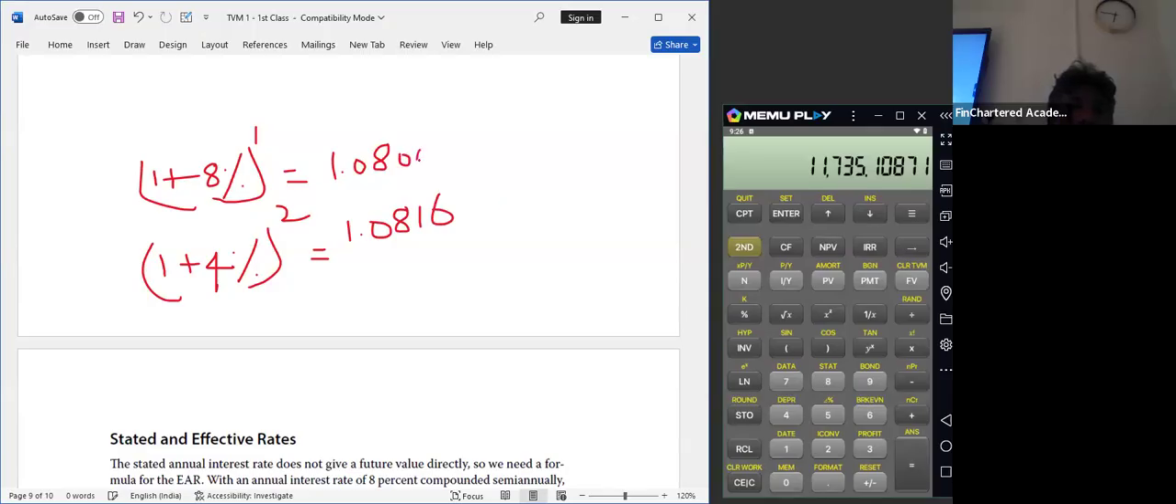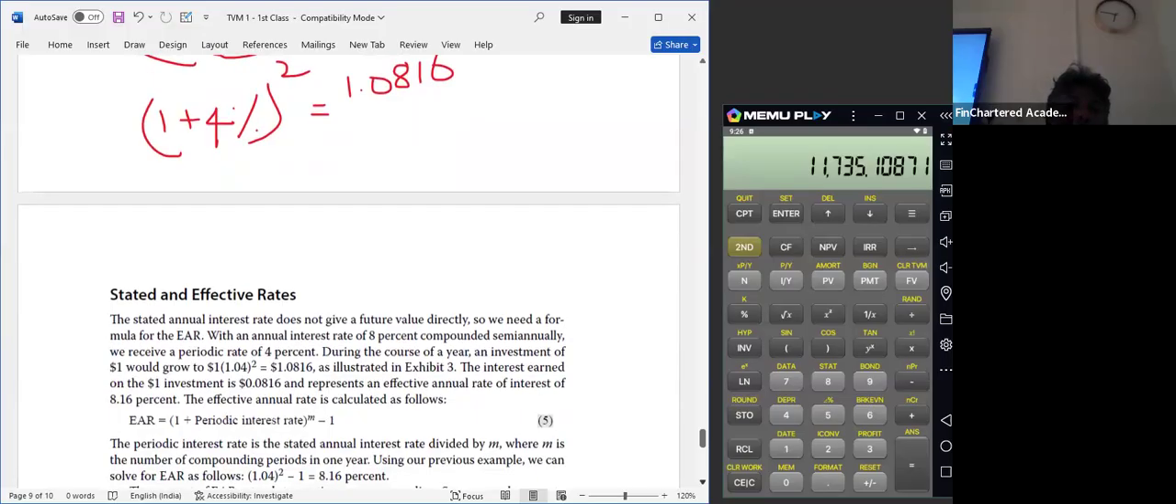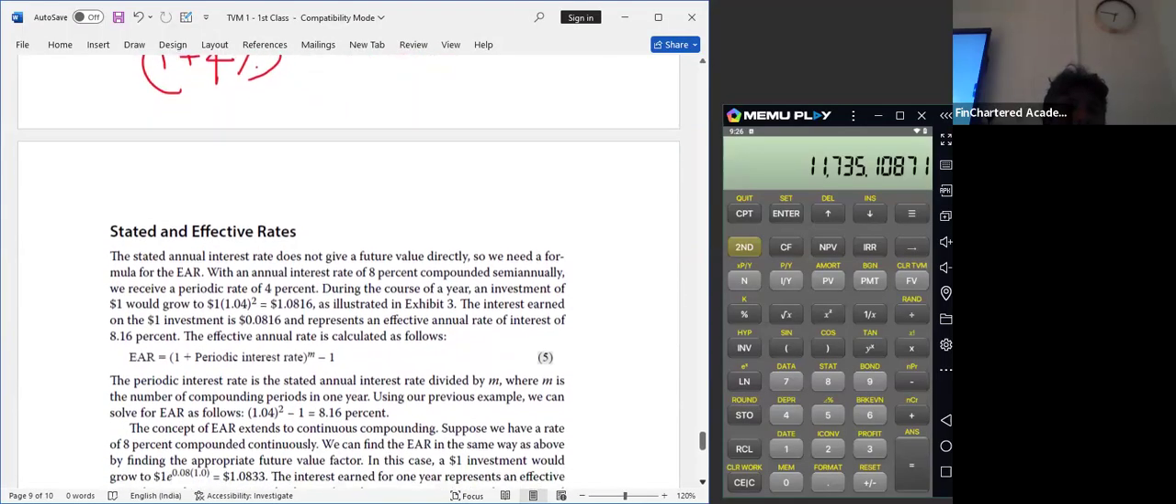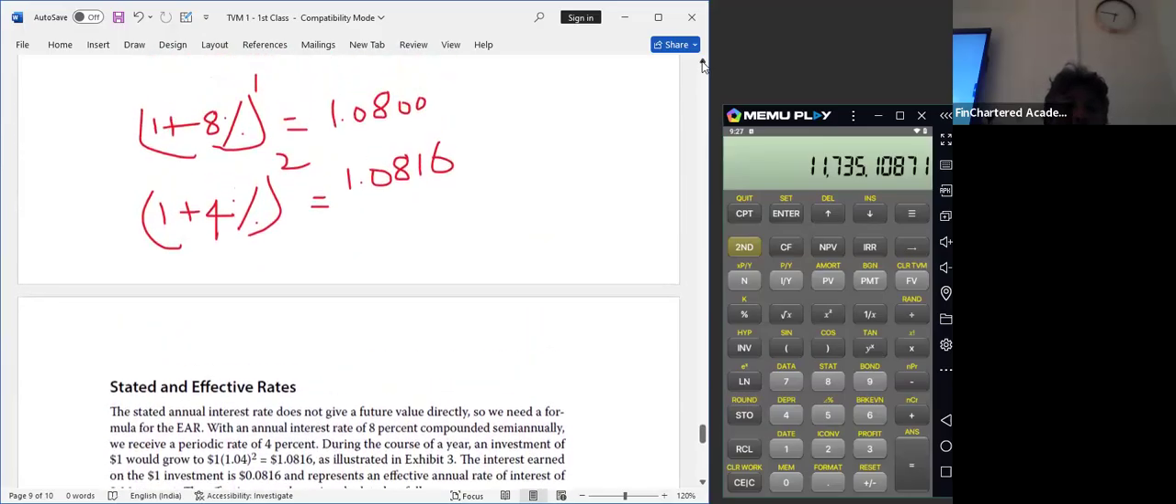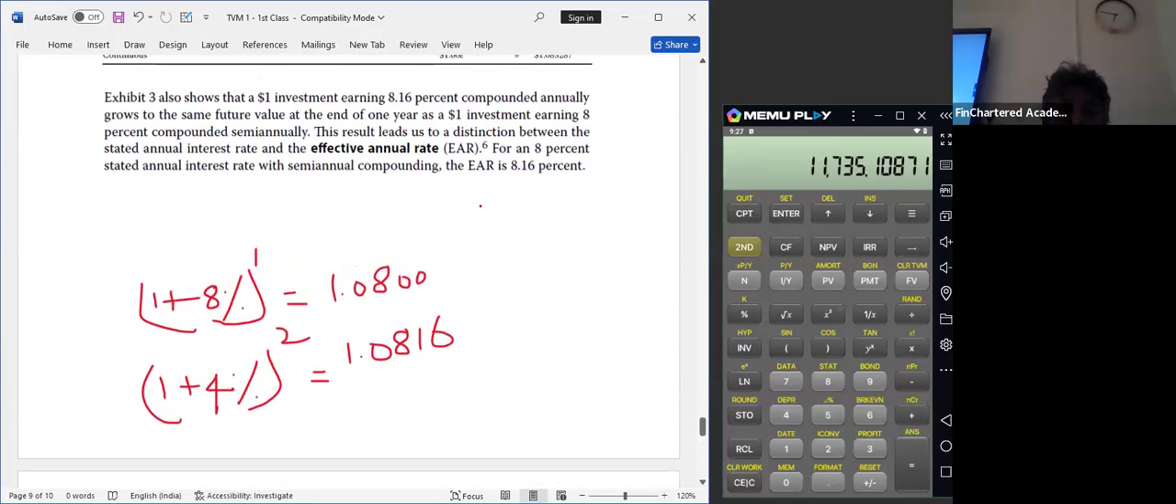So that's the difference, right? You're getting something more than this one. So how do you find the effective rate per year? If you compound only once, you get only 8%. But if you compound 2 times, you get 8.16%. In order to calculate that carefully, you calculate ending value divided by beginning value, then minus 1, whole multiplied by 100.